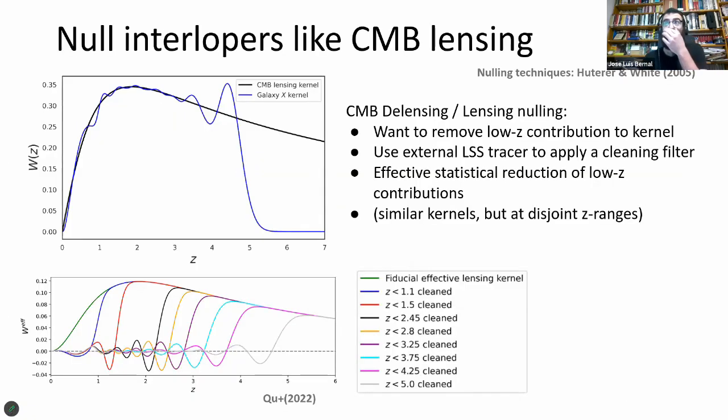Okay, I want to discuss very briefly another way to null the interlopers. That would be basically taking the same thing that is done for CMB lensing. Basically, because we want to do the same thing. We want to remove some low redshift contribution to our kernel along the line of sight, and we can use external large-scale structure information in order to apply a cleaning filter to our map and statistically reduce the contribution from this low redshift.